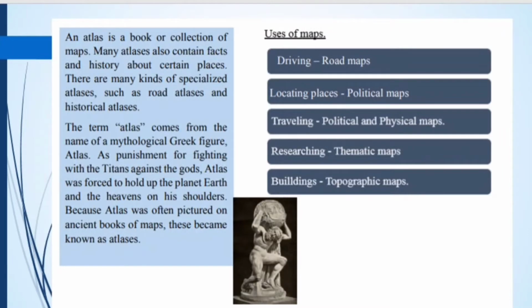Why do we call it an atlas map book? An atlas is a book or collection of maps. Many atlases also contain facts and history about certain places. There are many kinds of specialized atlases, such as road atlases and historical atlases. The term atlas comes from the name of the mythological Greek figure Atlas. As punishment for fighting with the Titans against the gods, Atlas was forced to hold the planet Earth and the heavens on his shoulders. Because Atlas was often pictured on ancient books of maps, these became known as atlases.